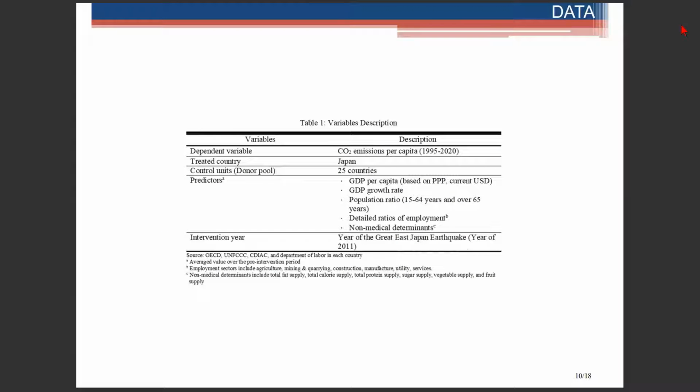So I use this data. My dependent variable is CO2 emissions per capita. Of course, as I told you, I treated Japan. I collect another 25 countries for my control unit to build the synthetic control Japan. I use 16 predictors, from GDP per capita to the non-medical determinants, with the six consumption of fruit and vegetable, curry, and other things.